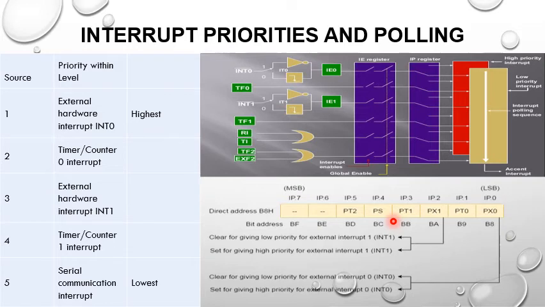Note that the priority can be set individually by using the bit address of the IP register. For example, the timer 0 interrupt priority can be made high by setting the D1 bit of the interrupt priority register. So the following instructions can be used: SETB PT0, SETB B9H, MOV IP, #02H.